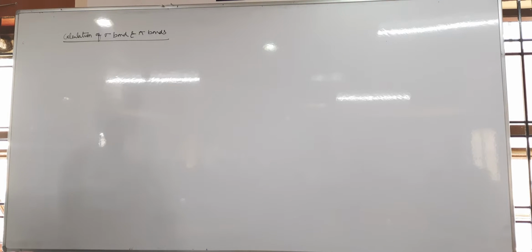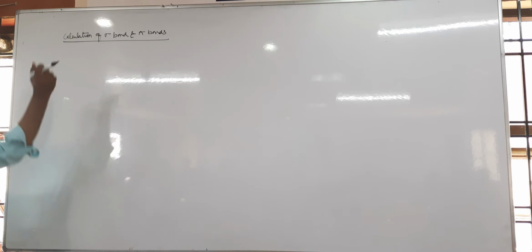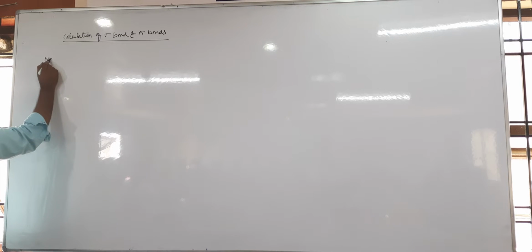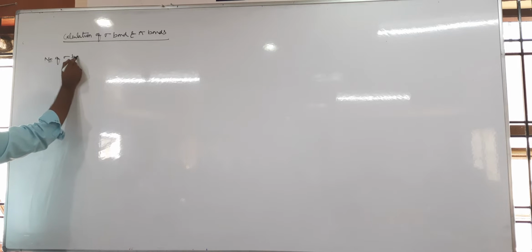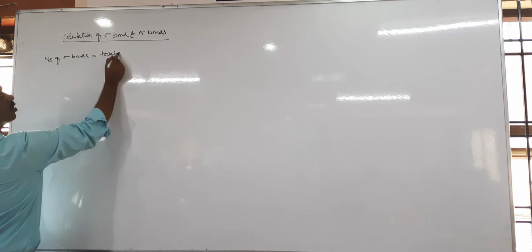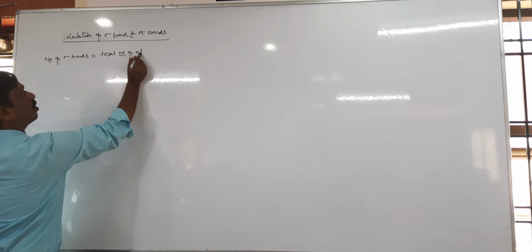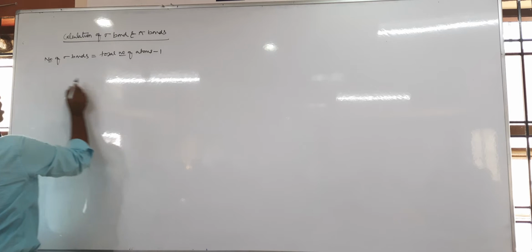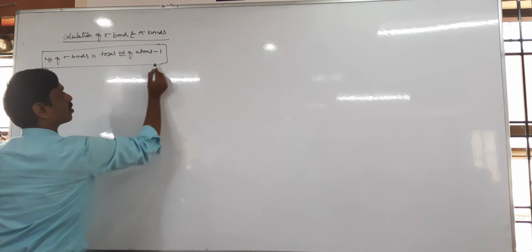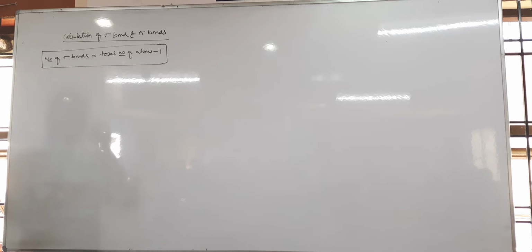Calculation of sigma bonds and pi bonds. Let us see an example. How do you calculate the number of sigma bonds? Number of sigma bonds equals total number of atoms minus 1. So, number of sigma bonds equals total number of atoms minus 1.